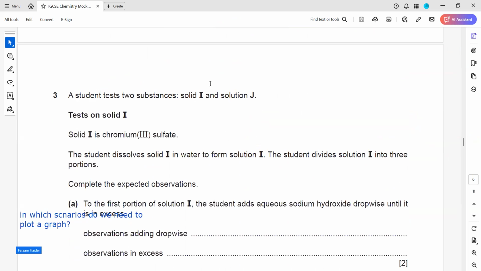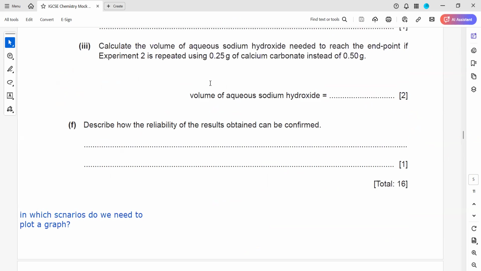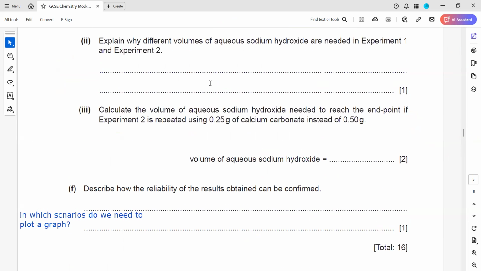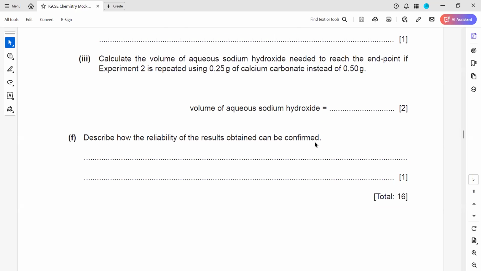In which scenario do we plot a graph? When you're collecting temperature data, when the experiment is about measuring a temperature change, you should mention plot the graph. When you have a series of results, plot the graph. When you have one value for each experiment, then we check using concordant results.